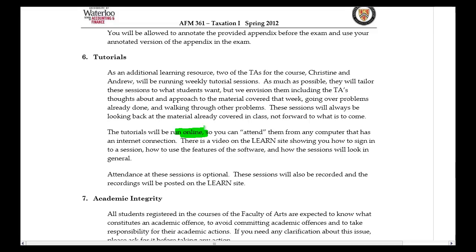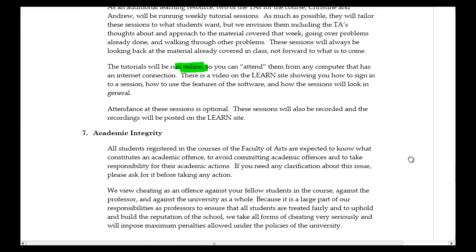But we literally mean this. You can be at any computer in the world that's connected to the internet, and you can attend these tutorials. You just need to have sound, and if you want to participate by saying things, then you need to have a microphone. But for the most part, people will just attend them, and you can listen. You can chat in questions. We're going to show you the technology, and it's really, really neat. And so we'll talk more about that. But we're pretty excited about this.